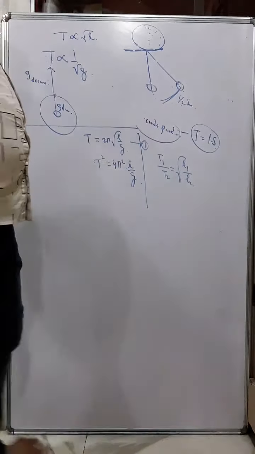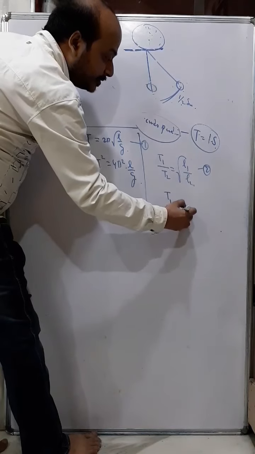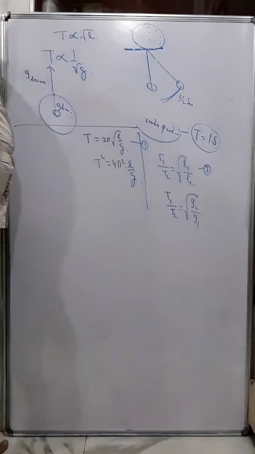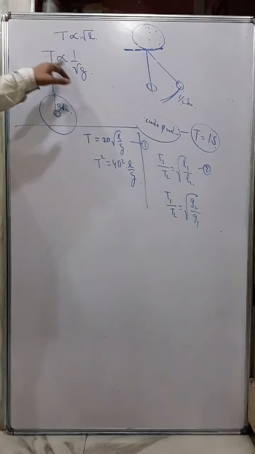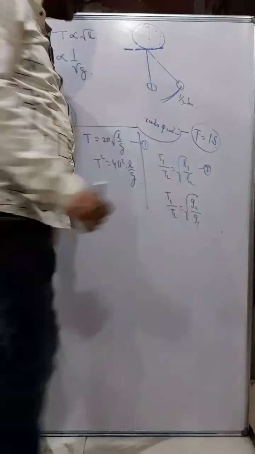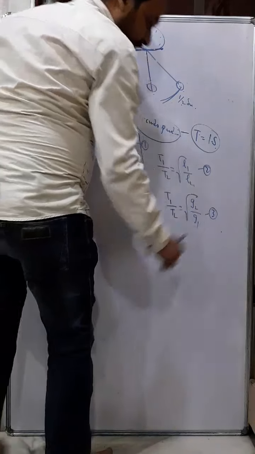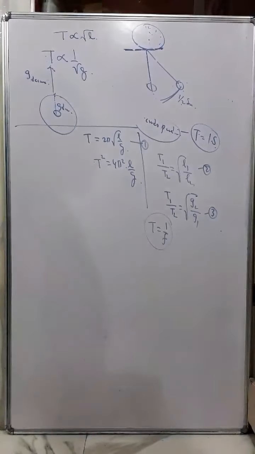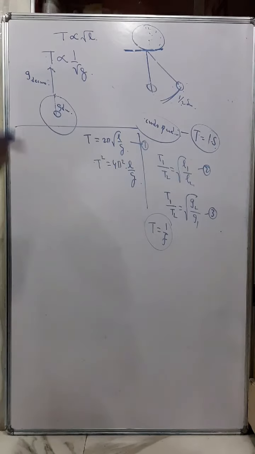The third one is T1 by T2 will be root over G2 by G1, because T is inversely proportional to root G. So that's the third one. And the fourth one, you already know, T is equal to 1 by F.